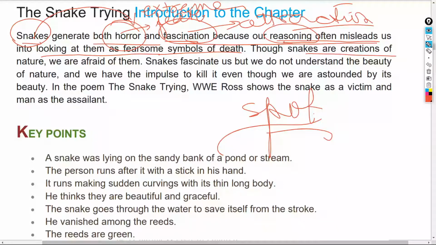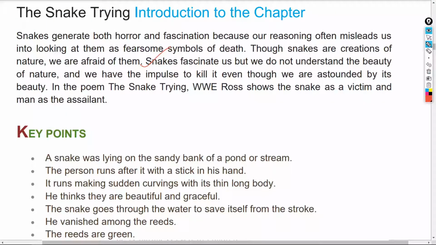Snakes are creations of nature. We are afraid of them. Snakes fascinate us, but we do not understand the beauty of nature, and we have the impulse to kill it, even though we are astounded by its beauty. तो देखिए, so everybody is a lover of beauty. So every human being sees the beauty related to it. Okay, they are very much surprised, or they are very much astounded. They actually very much wonder at the beauty of the snake.